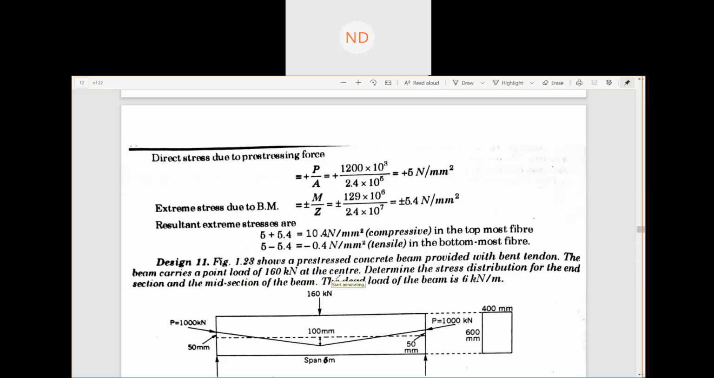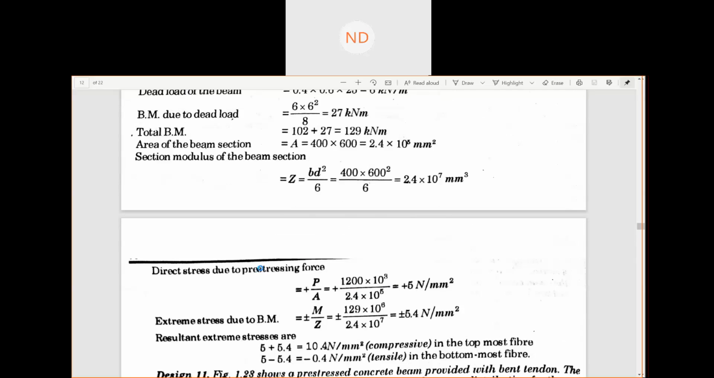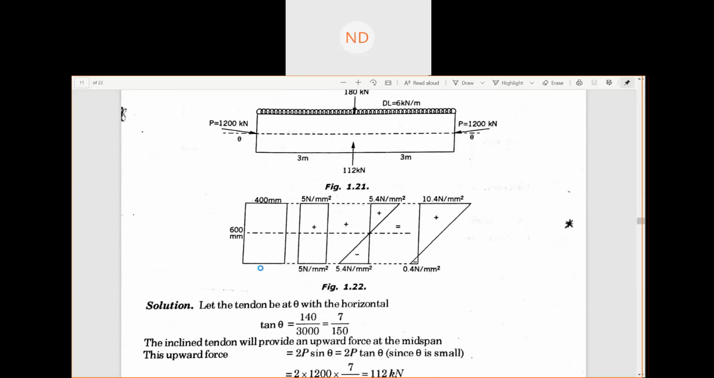So this is the next question, and this is the figure. This was the last question, and the answer we had. And the stress diagram: these were the stresses at the top. The topmost fiber stress was in compression. We had tension in the bottom fiber with minus 0.4 Newton per mm square. And this was the stress diagram of the last sum which we had done.